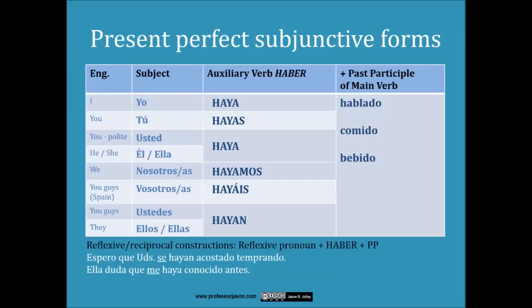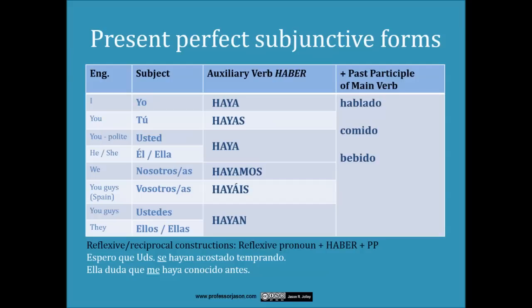And then that's followed by what's called the past participle form of the main verb, right? So if it's I have spoken, yo haya hablado, right? You have eaten, tú hayas comido, right? And so forth. So hablado, comido, bebido are examples of regular past participles in Spanish. So you take the auxiliary verb haber, you conjugate that verb in the subjunctive, which is one of the few irregular verbs in the subjunctive, haya, hayas, haya, hayamos, hayáis, hayan, and then it's followed by a past participle.